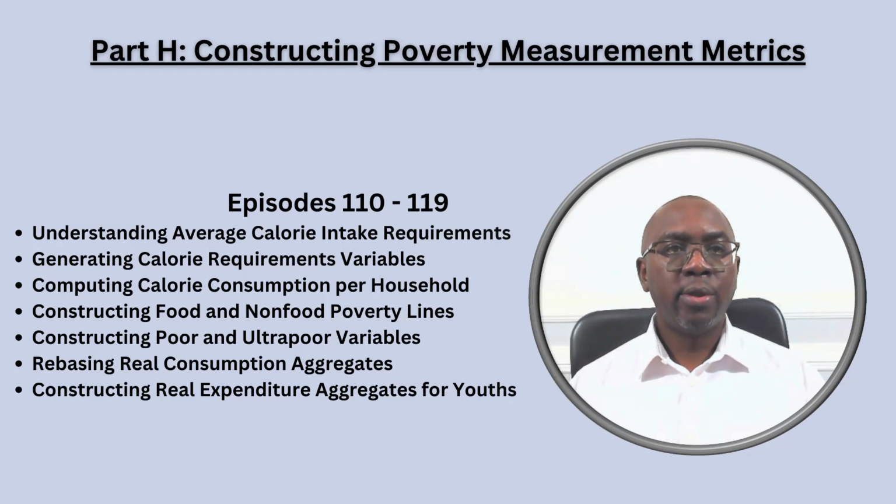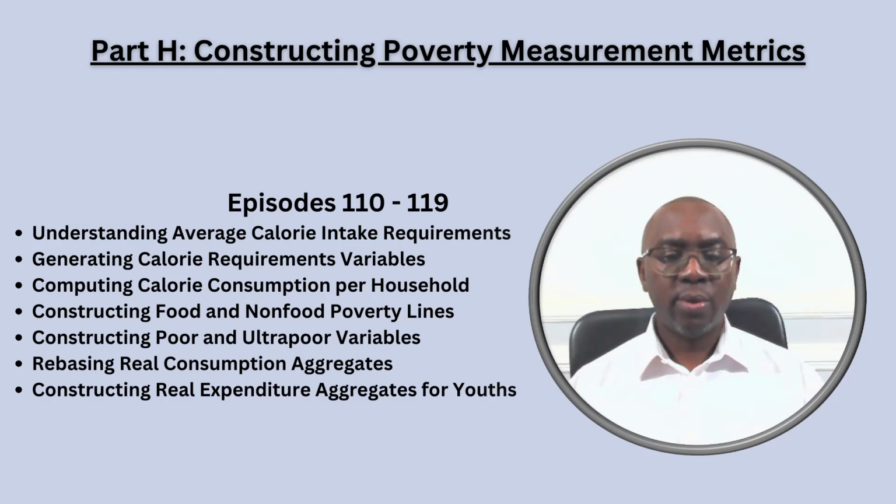And first, we're going to go through just an understanding of what the average calorie intake requirements are, looking at what the average is that a human being is supposed to consume on a daily basis. And then we're going to generate calorie requirements variables, and then we're also going to compute calorie consumption per household based on the data that we have collected from the household survey.